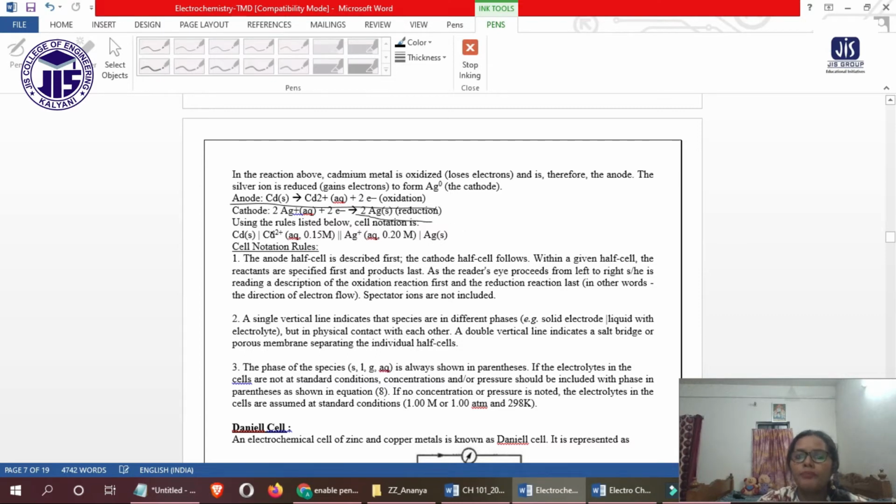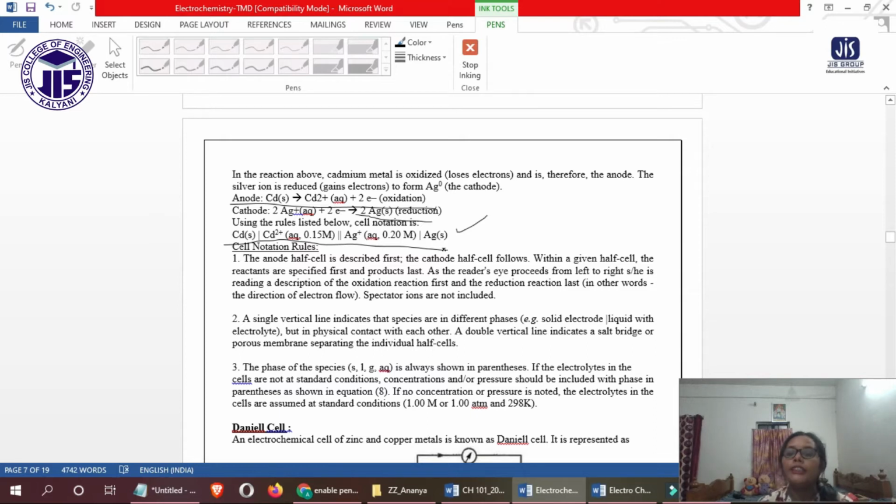So this will be the notation of the cell. This is the notation of the cell, that is cadmium solid, one single line, then cadmium plus 2, and we have to write down here the strength of the solution. Then obviously a double vertical line we have to write down because of the salt bridge, then silver plus, and again here we have to mention the strength of the solution, and silver solid.